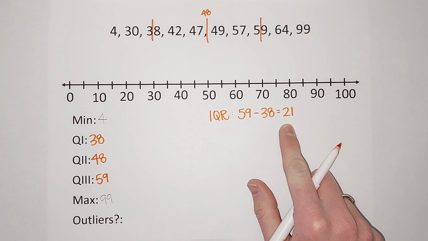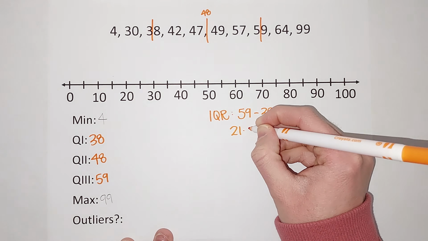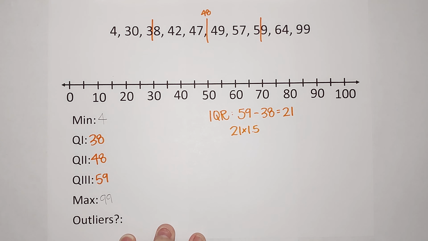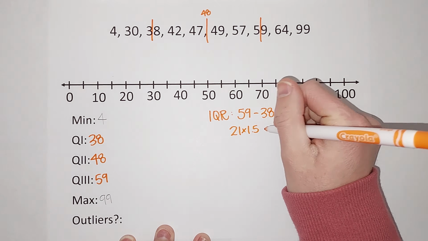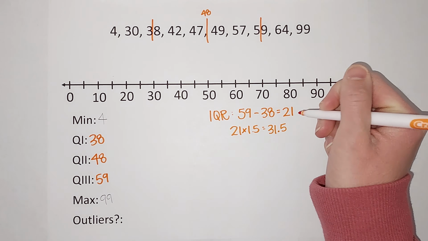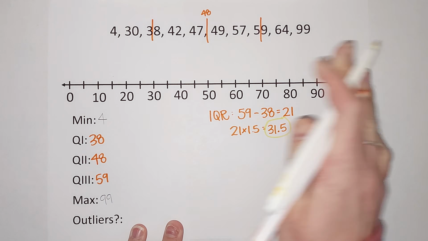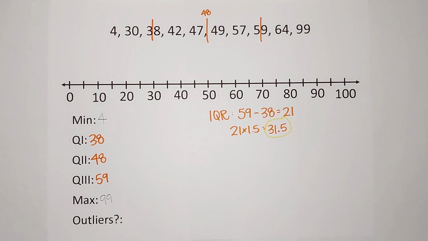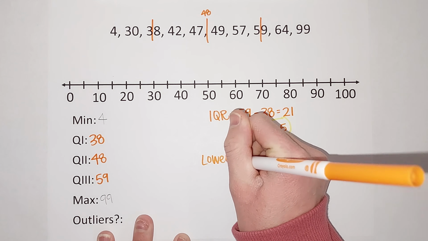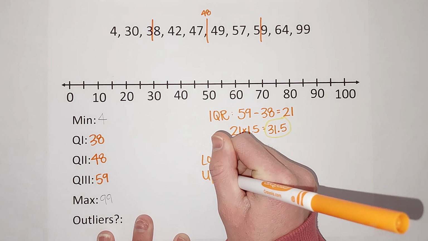Now what I'm going to do with that is I'm going to multiply it. I don't know if you can hear the jets going over my house, but they're really loud. All right, so 21 times 1.5, and I get 31.5, okay? That is my number that is going to help me figure out if any of these are outliers, okay? So what am I going to do with that? Well, it's going to help me find my lower limit and my upper limit, okay?